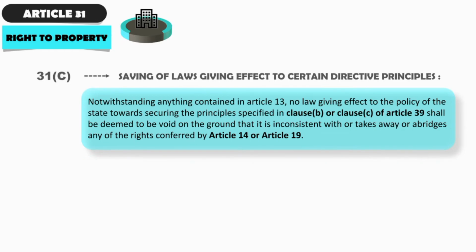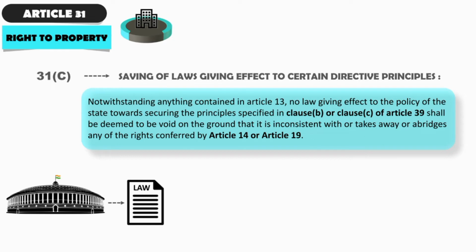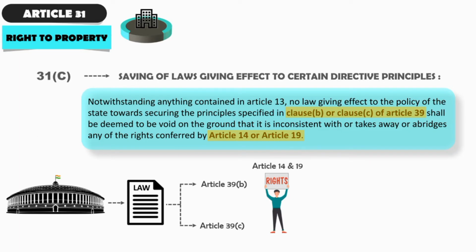Meaning of the first provision is that if the government makes any law to implement policies of Article 39 Clause B and 39 Clause C, and if that law violates a fundamental right mentioned in Article 14 and 19, then it will not be considered void. That is, it will not be considered as violation of Article 14 and 19. Simply, Article 31 Clause C was immune to Article 14 and 19 with respect to 39B and 39C.